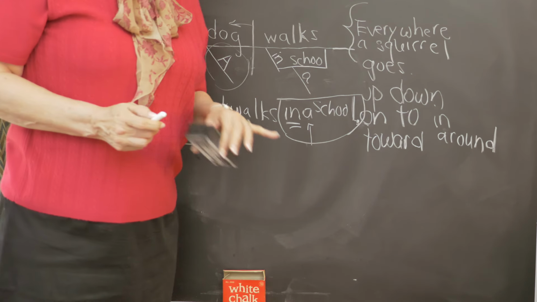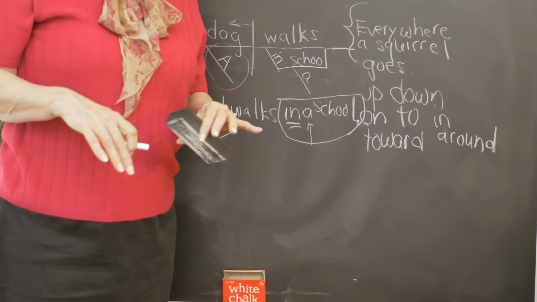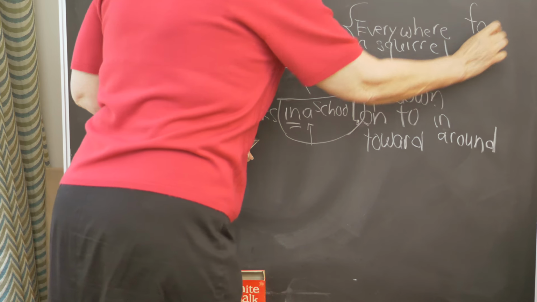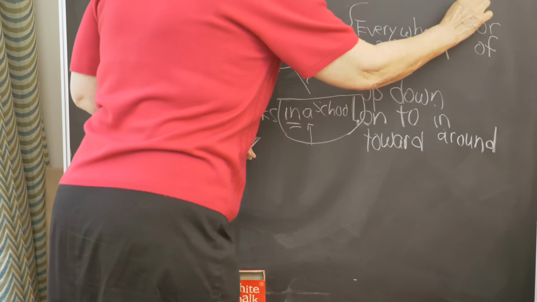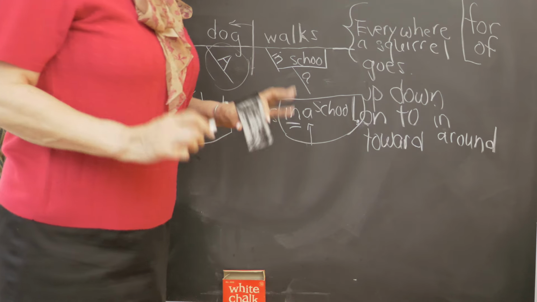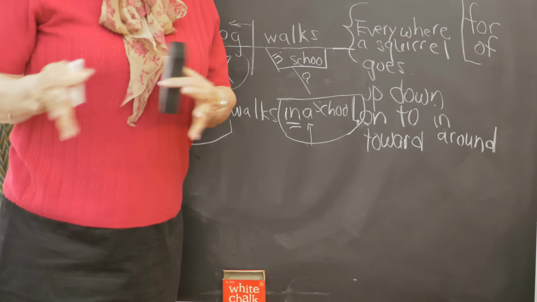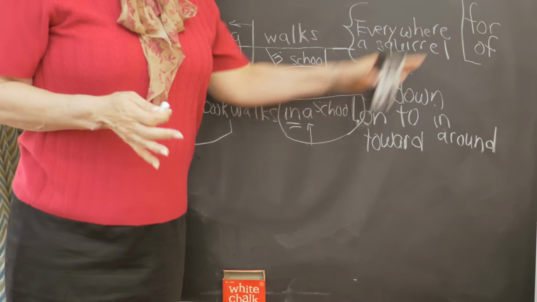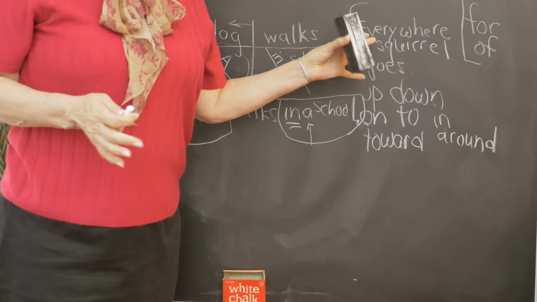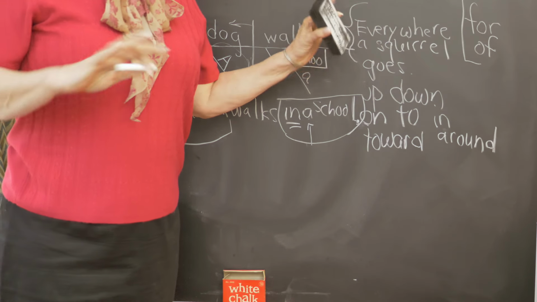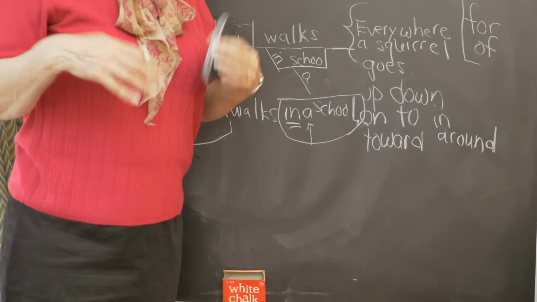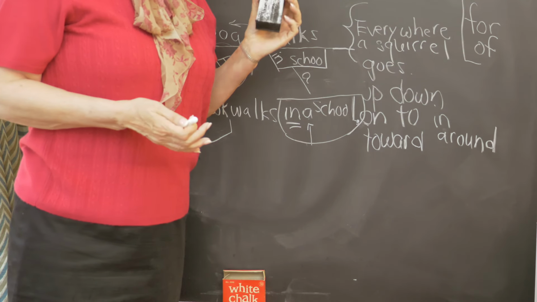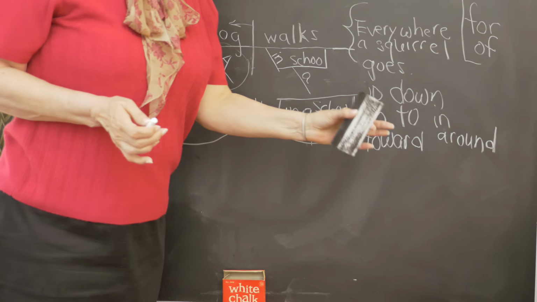Now, we do have two exceptions to this. I'm going to tell you those now. For and of don't really tell us direction. They are both prepositions, but they don't really fit with this definition of everywhere a squirrel can go. But that's okay. They both have an F in them, which makes them a little bit easier to remember. For and of. We'll come back to those in just a minute.